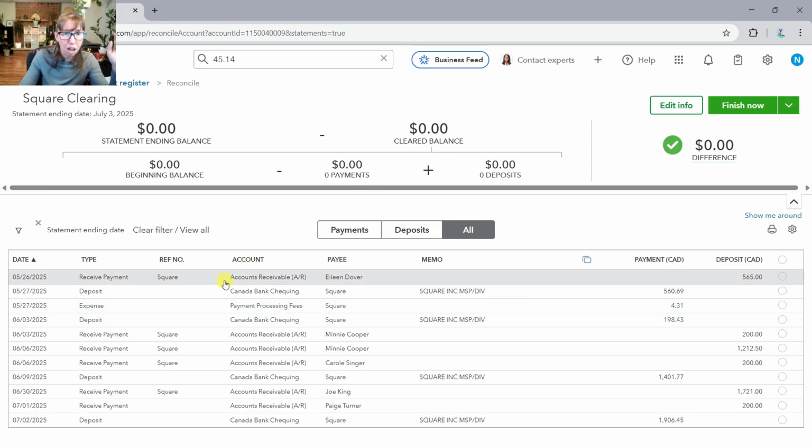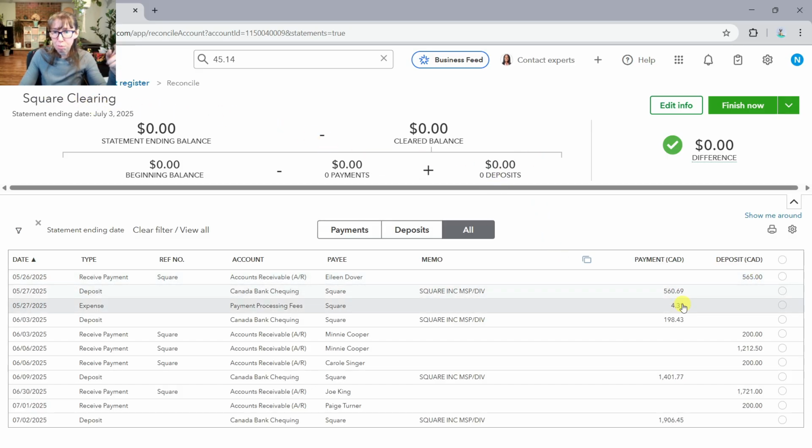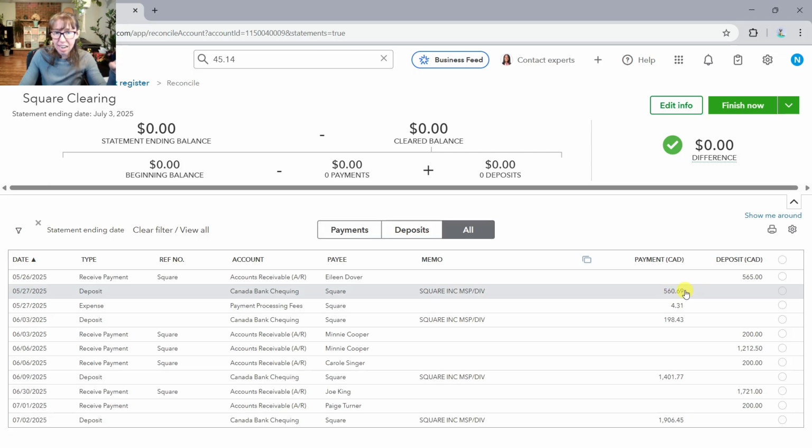So for example, we have a client, Eileen, who paid with Square. We received payment of $565. Now we didn't say that that $565 went into the bank. We said it went into a clearing account. And then when we actually saw money come into the bank from Square, this $560.69, the other side of that transaction is cleared and reconciled with the bank. And now we're dealing with it in this clearing account or holding account.